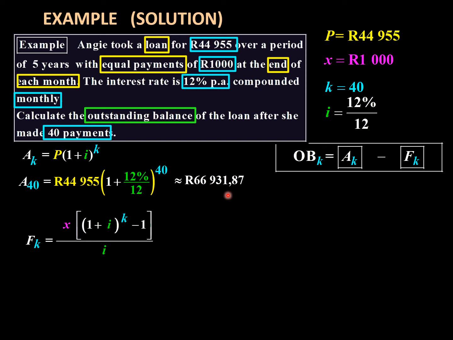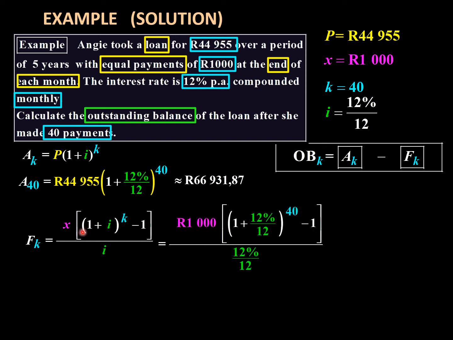Then we look at the future value. There's the future value formula. We substitute 1,000, that's the payments. It's the same interest rate, 12% over 12. And you see that this 40 must correspond with that 40. We do this calculation, and that ends up as 48,686 rand and 37 cents.